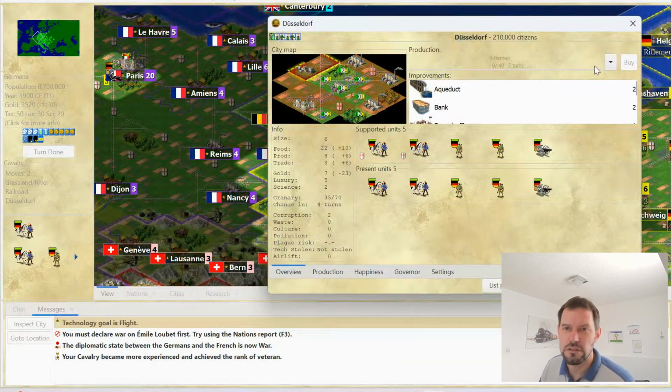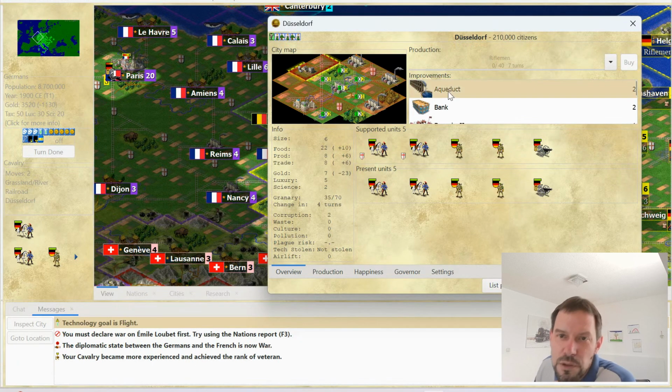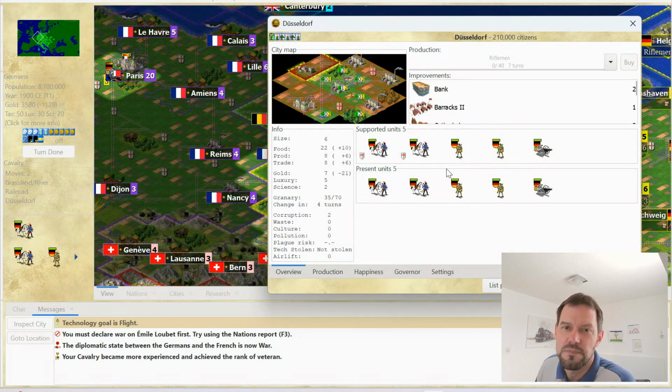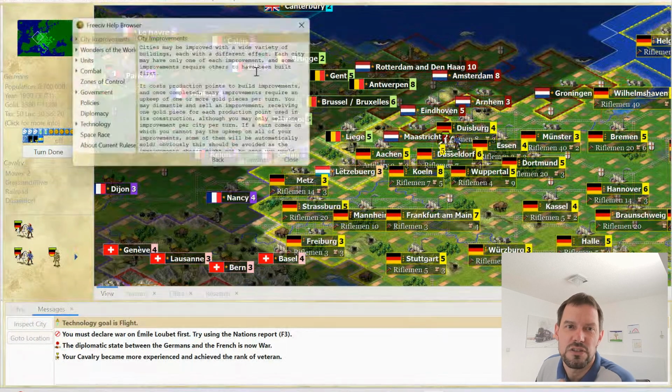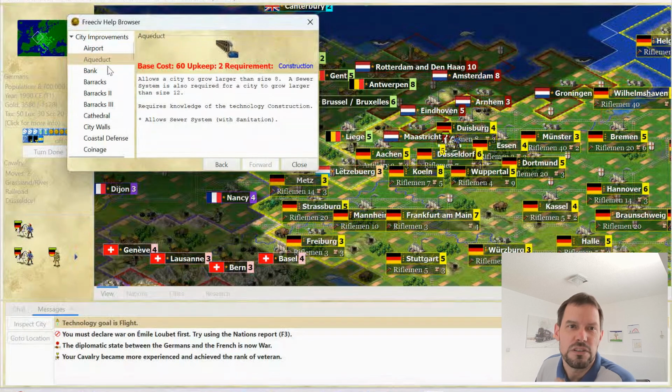Let's look at Düsseldorf. Düsseldorf is a city which is smaller than 8 people, so it does not need an aqueduct. And as we have seen, we are losing 1,130 gold points every turn. And the upkeep of an aqueduct, what does this cost? I don't know, but I sell it now. And then I close it and find out how much it costs. So city improvements, aqueduct, upkeep, it costs you 2 gold coins every turn to just upkeep the aqueduct.